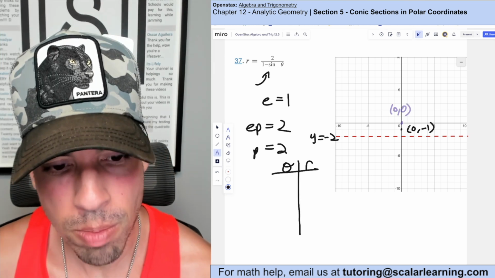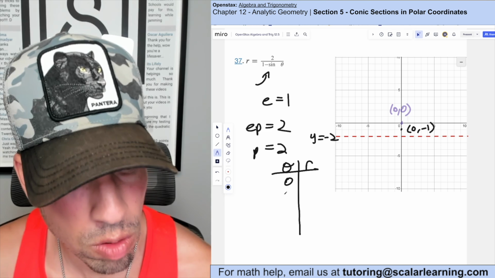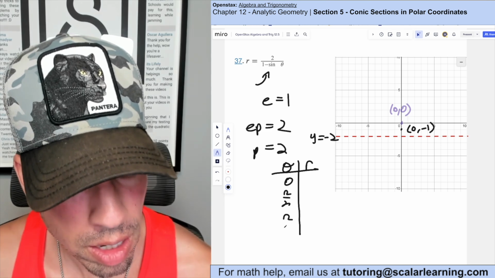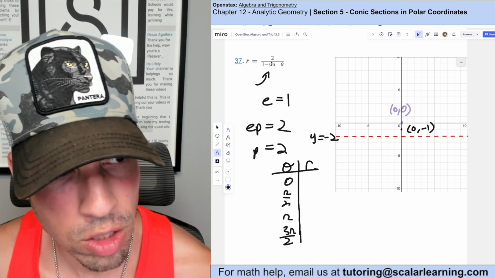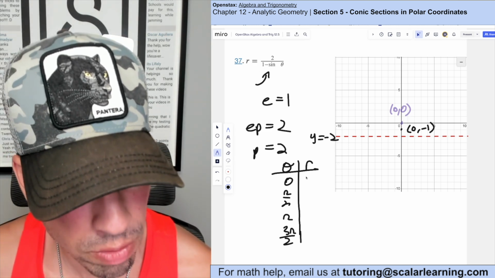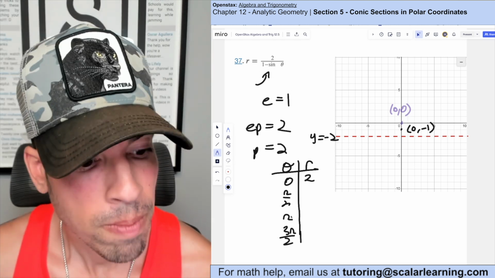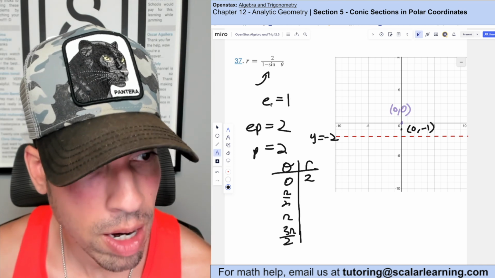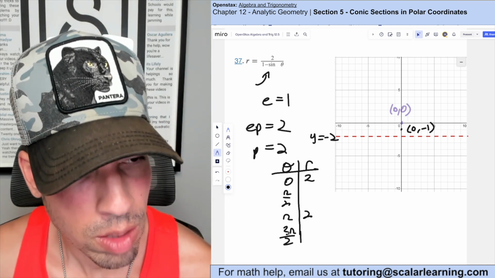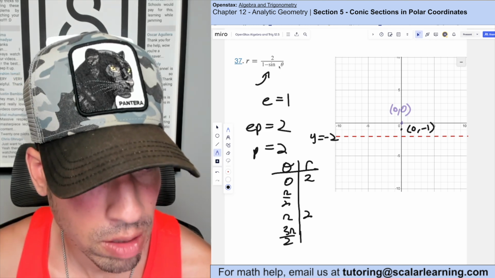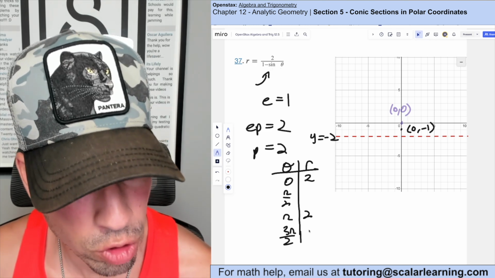Now we're just going to plot a couple of points, and then we're going to graph the remainder of this parabola. So we're going to start with 0, pi halves, pi, and 3 pi halves. Let's get those corresponding r values. Plug in 0, sine of 0 is 0, 2 over 1 is 2. Pi halves, sine of pi halves is 1, that's undefined. Then regular pi, sine of pi is 0 again, so that's 2. And then 3 pi halves gives us -1, so 1 minus -1 is 2, 2 over 2 is 1.